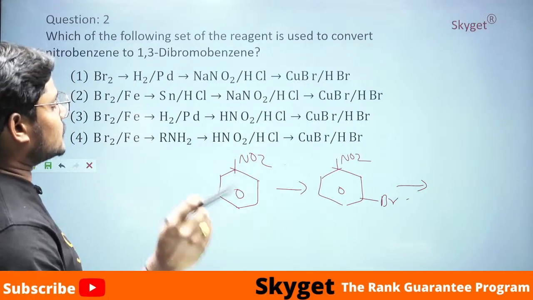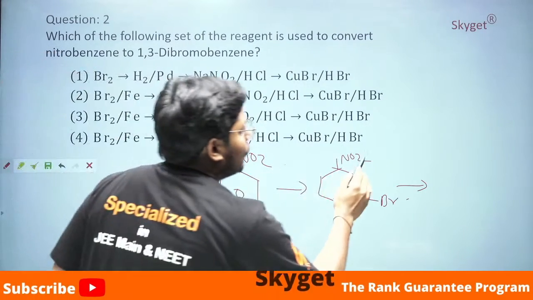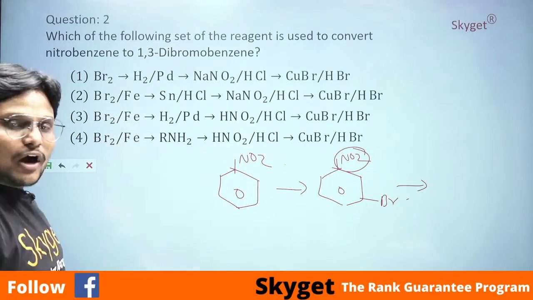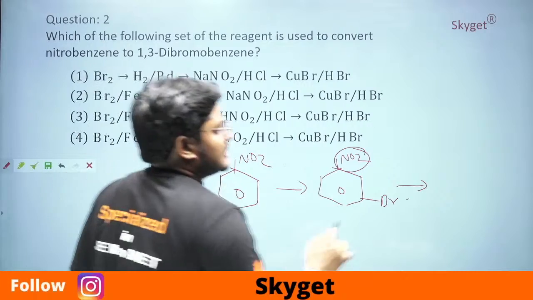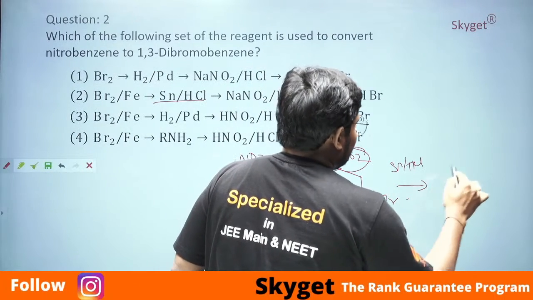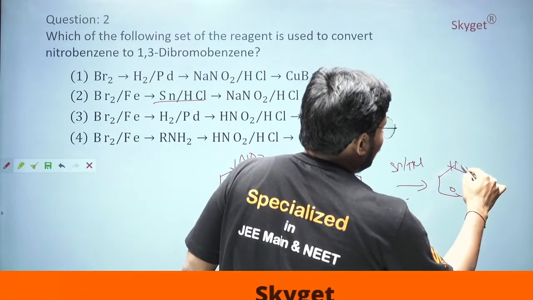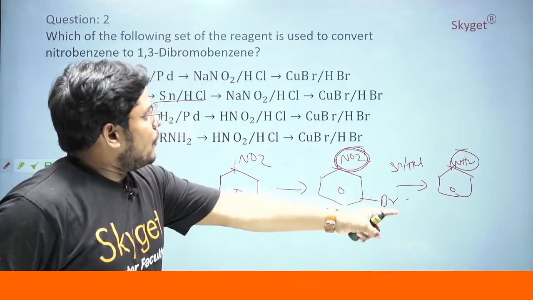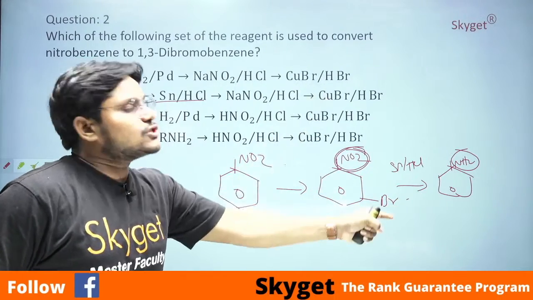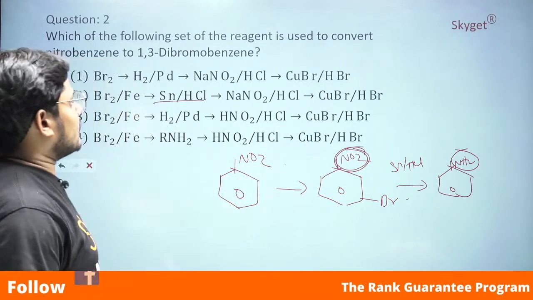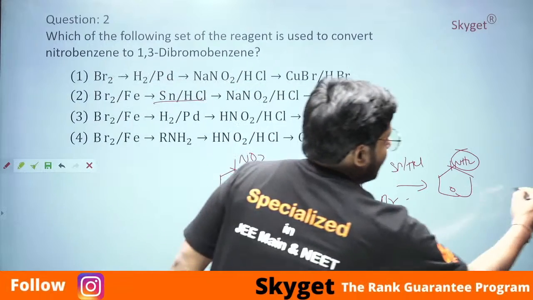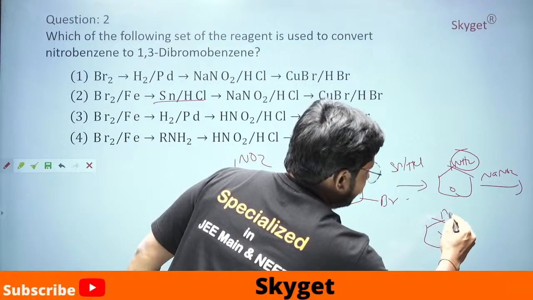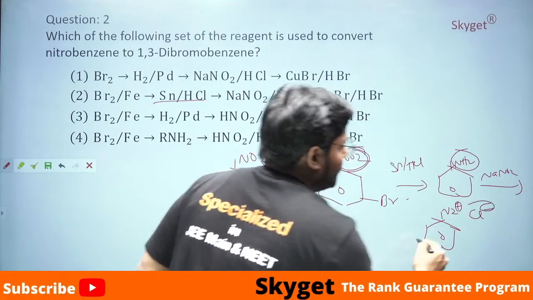So if you observe very carefully, NO2 will convert into NH2 by using what? By using Sn/HCl, students. By using Sn/HCl, NO2 is converted into NH2. So it is also one of the famous reactions. Now NH2 is converted to diazonium salt by reacting with NaNO2, that is N2+ and Cl-.